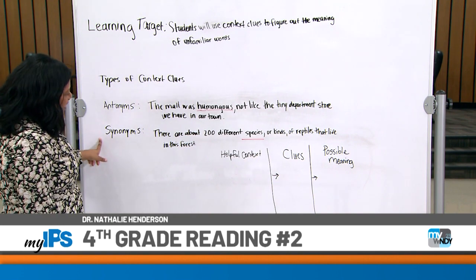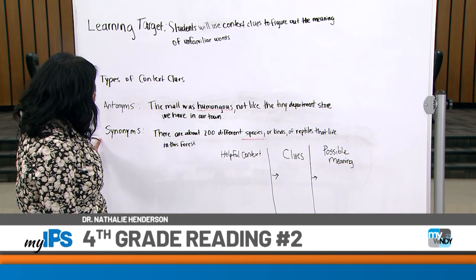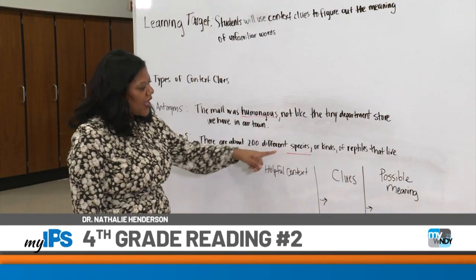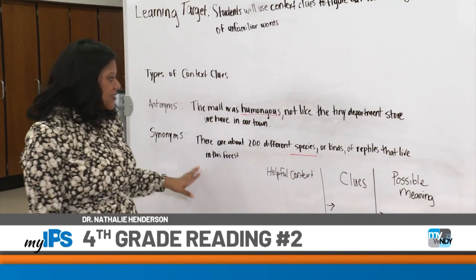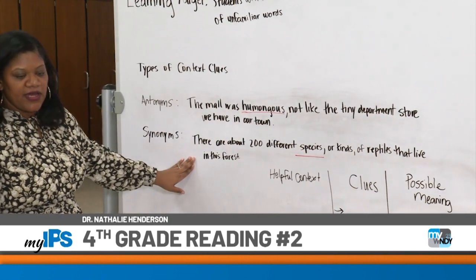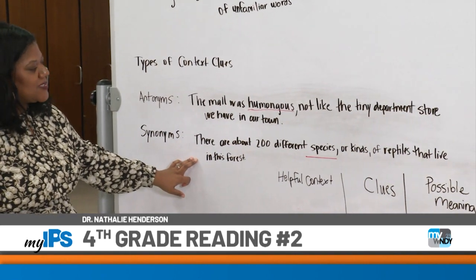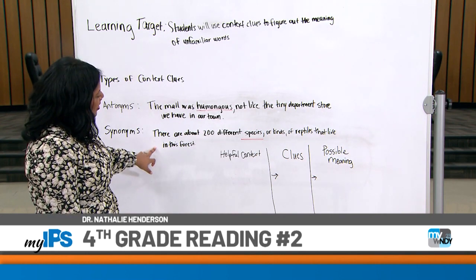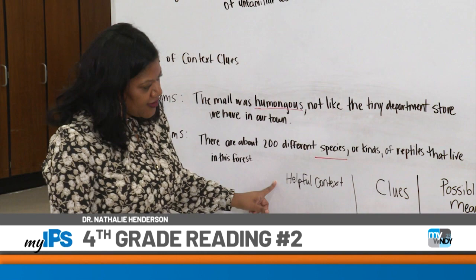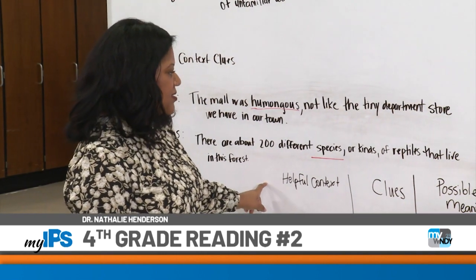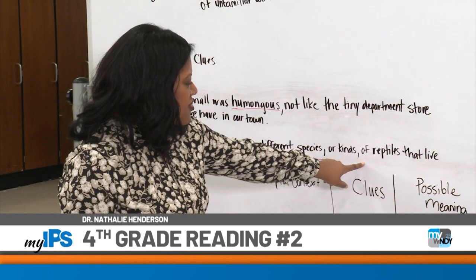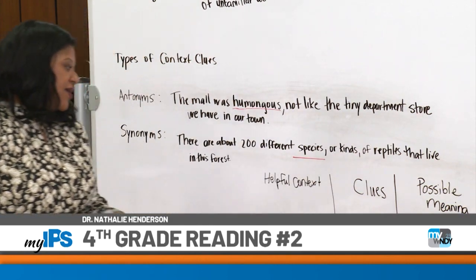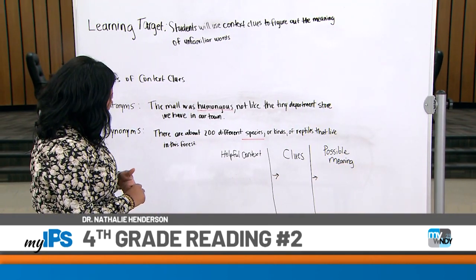Let's take a look at the next example, a synonym context clue. There are about 200 different species, that's our unfamiliar word, that's why it's underlined, or kinds of reptiles that live in this forest. Okay, rereading the sentence and looking for clues. There are about 200 different species, so 200, that's a lot. I know different or kinds. Okay, I know what that word means. Kinds, like kinds of ice cream, kinds of shoes, of reptiles. Reptile is an academic term I see in science, so that's like snakes and frogs and things like that. And the forest, I know what that word means.